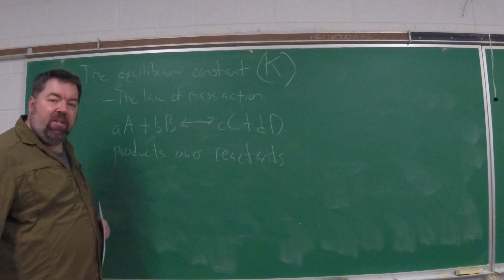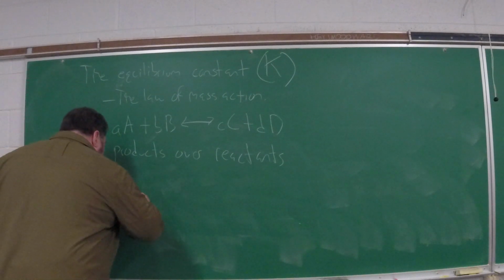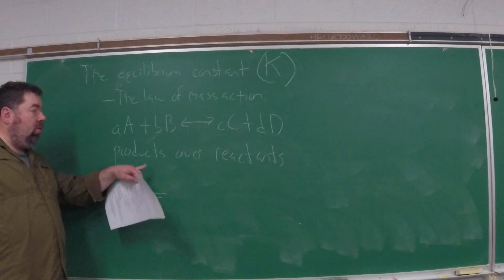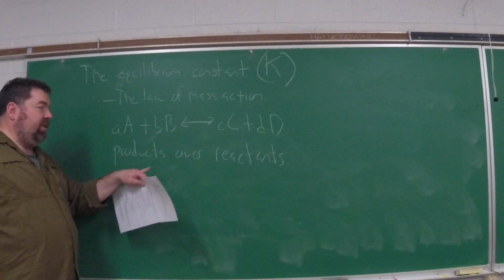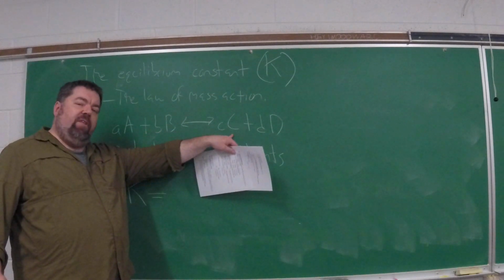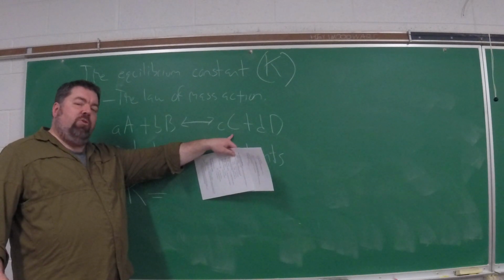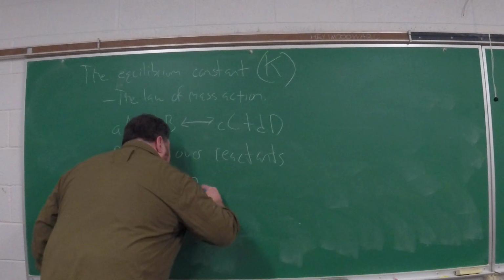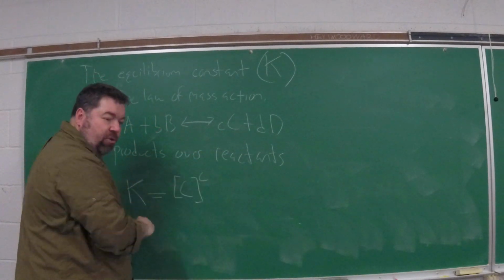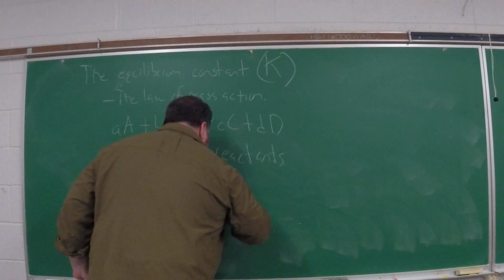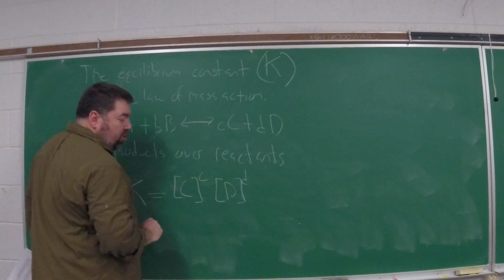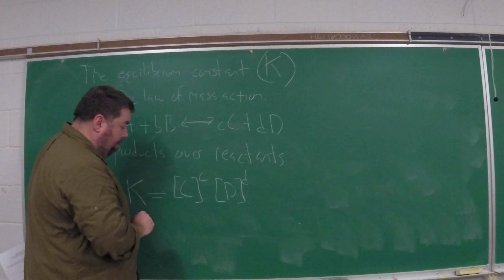Writing the equilibrium constant for this is very simple. Take your capital K equals, again, products over reactants. You're going to take the concentration of the product raised to its stoichiometric coefficient. So we're going to have the concentration of C raised to its stoichiometric coefficient, little c, and the concentration of D raised to its stoichiometric coefficient, little d.